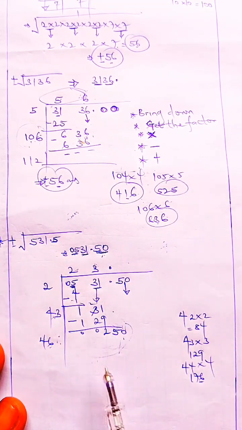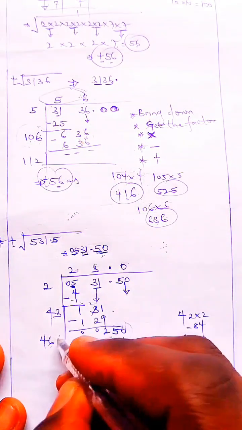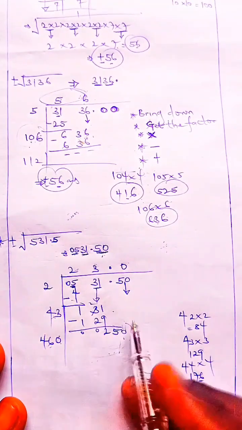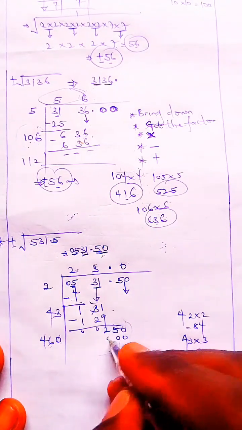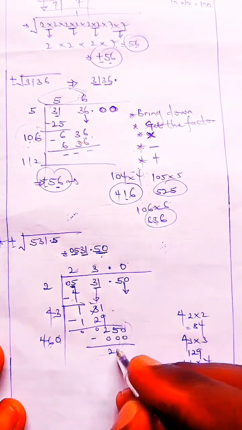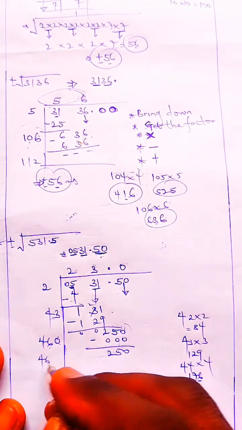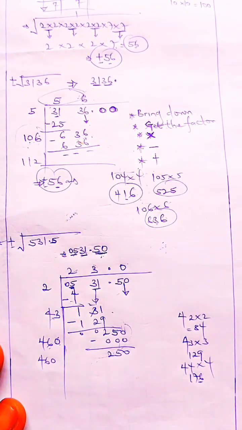So what do we do? What we do next is to use 0. We can't use 1; 0 is what we can use best. So 0 times this will give us 0, 0, 0. Then after that, we subtract. There's 250. Then we add 0 plus 460, which is 460.